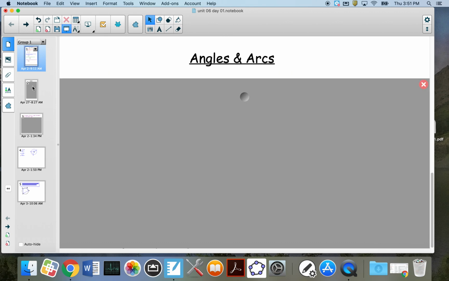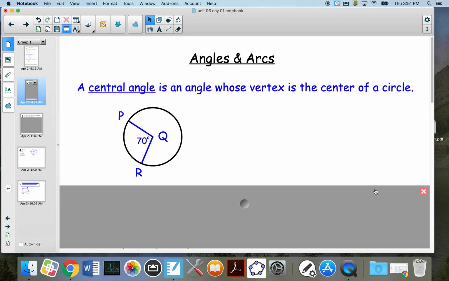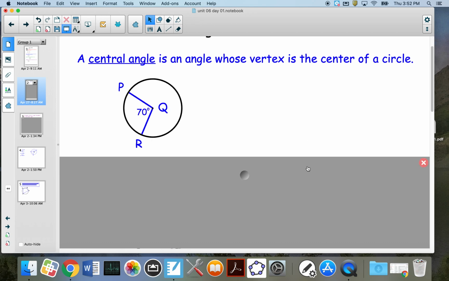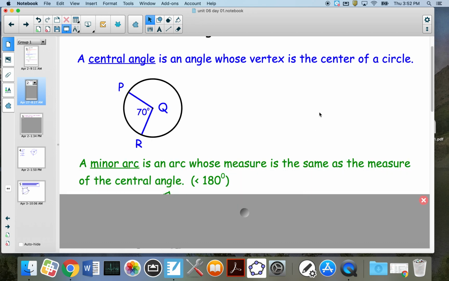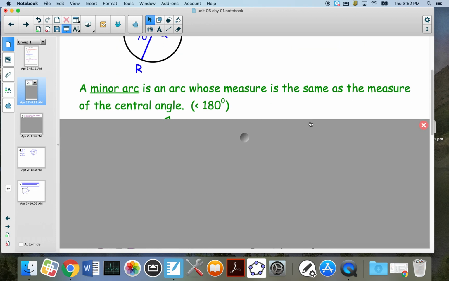So now let's talk about angles and arcs. The first type of angle you should be familiar with is called a central angle, and that's an angle whose vertex is at the center of the circle. So in this example, Q is the center of the circle, and angle PQR, or RQP, is called a central angle. A minor arc is an arc whose measure is the same as the measure of the central angle, and it's always going to be less than 180 degrees.